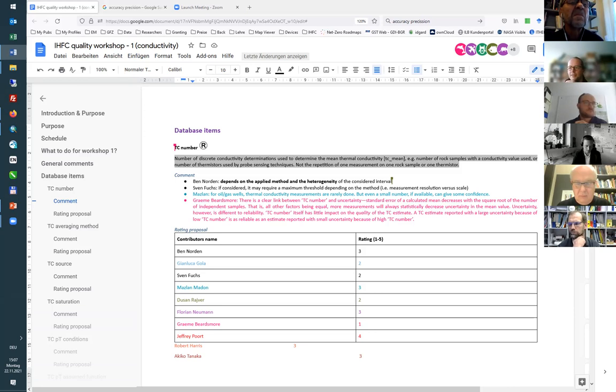Of course, this is the problem. I just realized that Graham Birdsmore sees something different in the rating proposal. It just depends on how you rate it or how you understand it. The point is that it's nice to have the information, but we cannot judge on the TC number itself to make a final judgment on that.